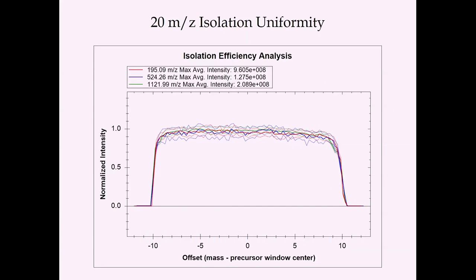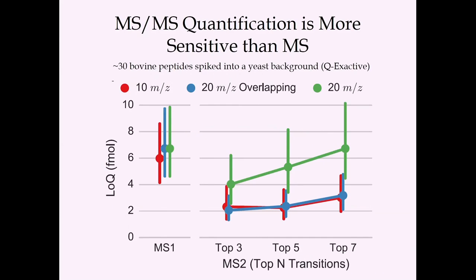One of the things that enabled this to be particularly powerful was Thermo had come up with a segmented quadrupole, which meant that the isolation window was very uniform and flat-topped. So signal on one side of the isolation window and the other gave very similar response, whether or not the window was shifted over by 10 mass to charge. And I showed this figure two days ago, where I said MS/MS gives better lower limit of quant in almost every case, unless you have a really wide isolation window. But the 20 mass to charge overlapping has almost indistinguishable limit of quantitation relative to a window half of its size.